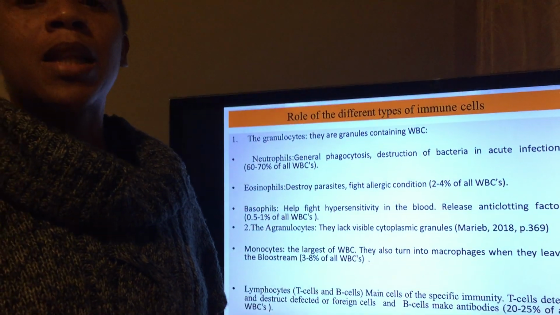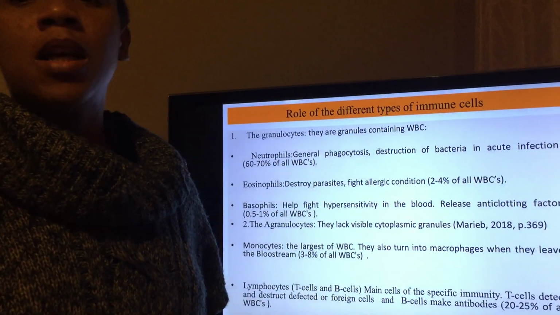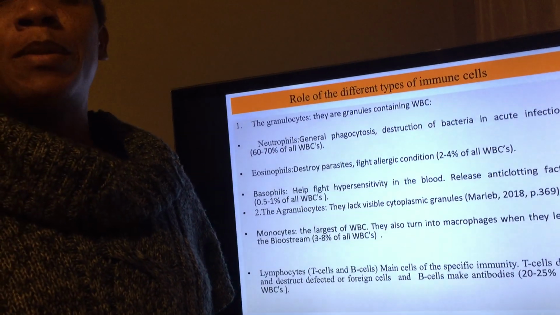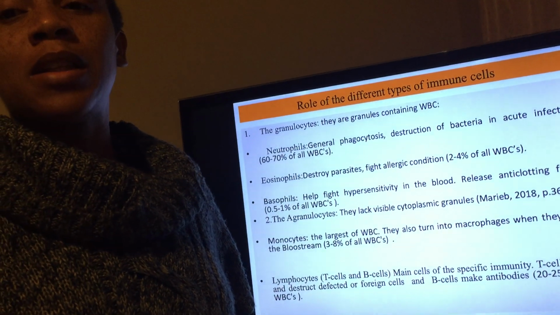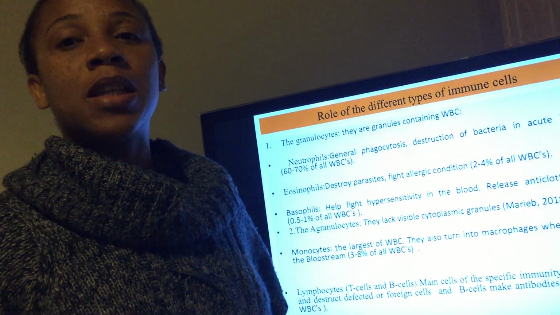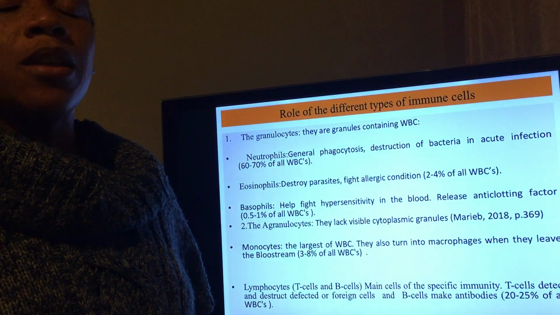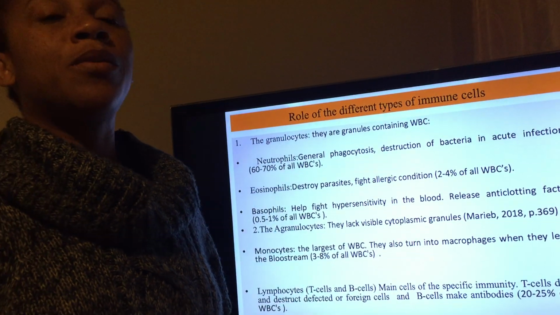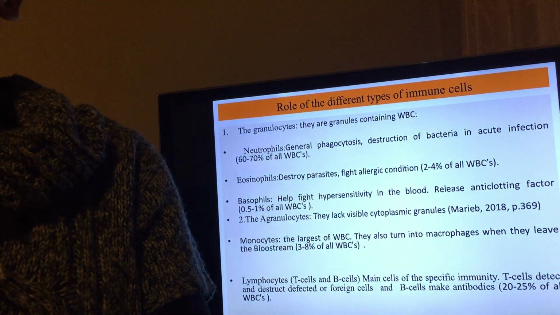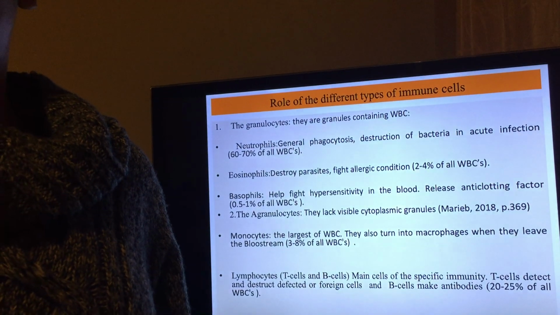The agranulocytes include the lymphocytes, B and T cells. T cells, as we said already, attack infected cells, and the B cells fight any foreign substance outside the cell. We also have monocytes, which differentiate into macrophages.